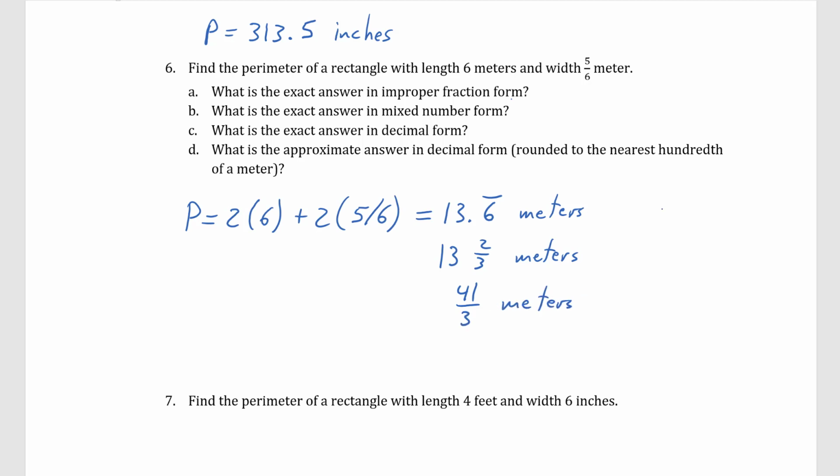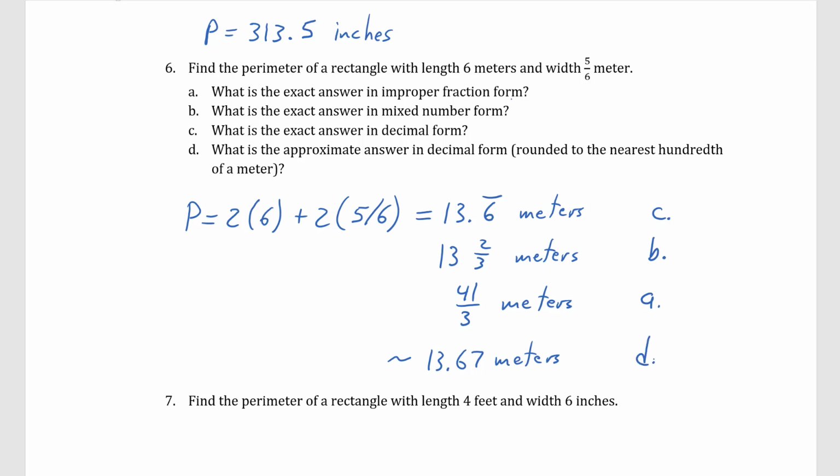All right, so our first answer was to part C, exact decimal. The mixed number was answer B. The improper fraction was answer C. So all we have left is answer D, which is the approximate decimal form to the nearest hundredth of a meter. So we'll actually probably just type in 41 divided by 3, convert that back to a decimal. Nearest hundredth is 2 decimal places, so we'll say 13.67 meters. I'm going to put an approximate symbol in front of that. You could also write the word about. And that is the answer to answer D.